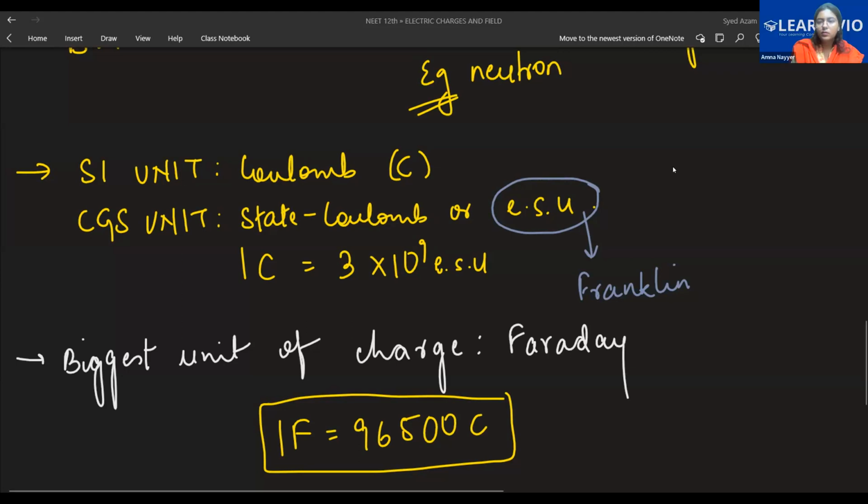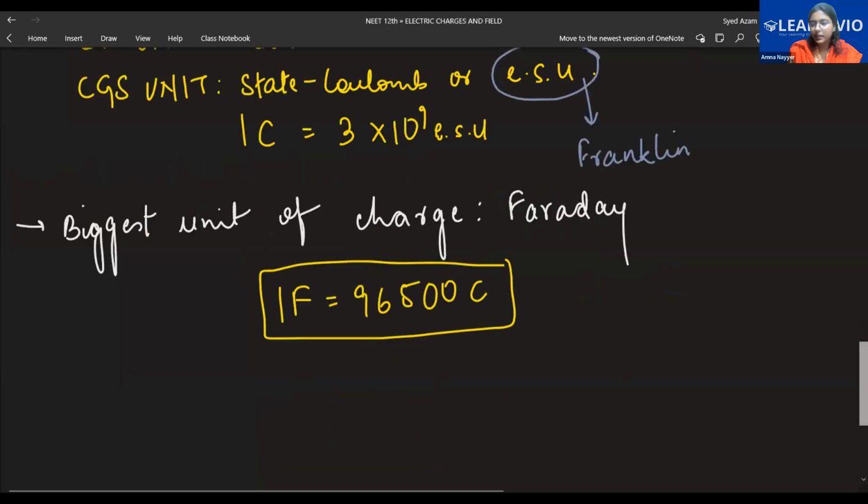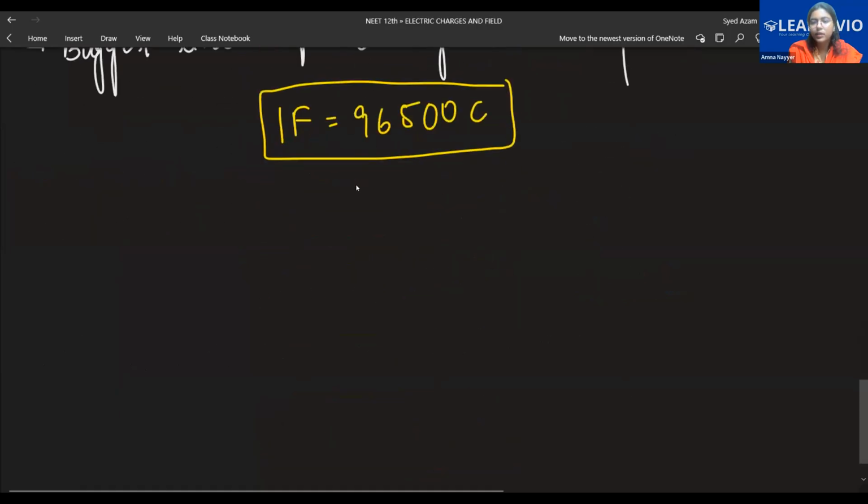I'm finished. Okay, let's move forward. Here, after this, you have the methods of charging. In methods of charging, nothing much is different in your NEET portion.